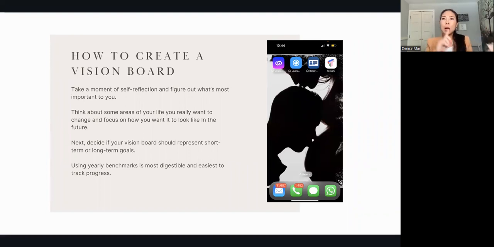So this is what I mean by reshifting your focus. If something negative is happening to you, how can you change your negative to a positive? That is going to help you push the needle and re-inspire you in life. And last, using yearly benchmarks is the most digestible and easiest way to track your progress. So that's why I really want to stress right now, we're coming to the end of 2022.